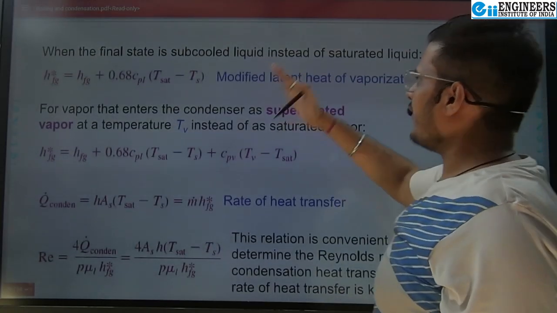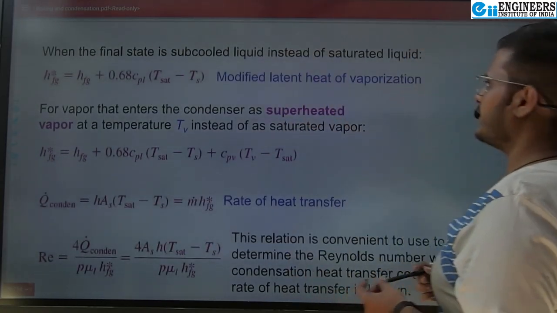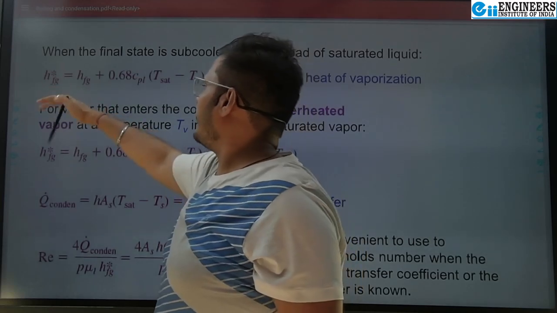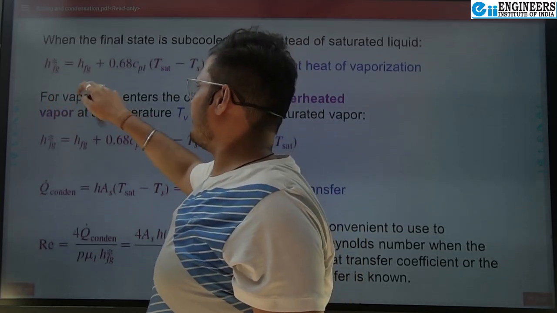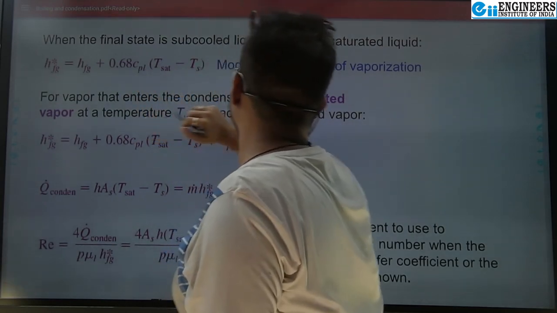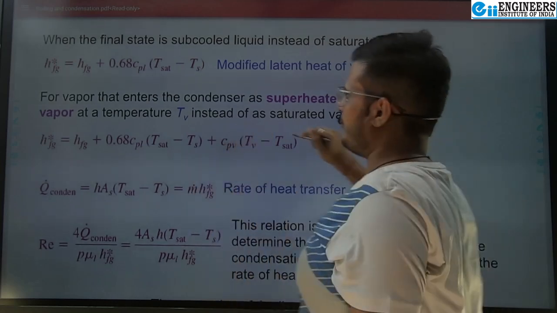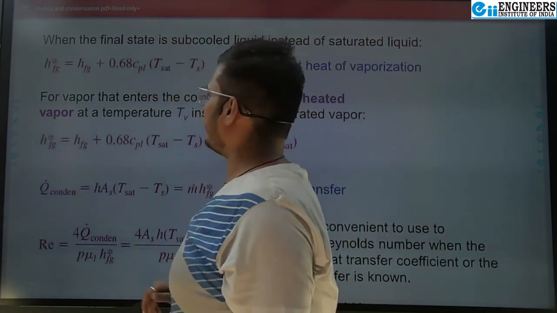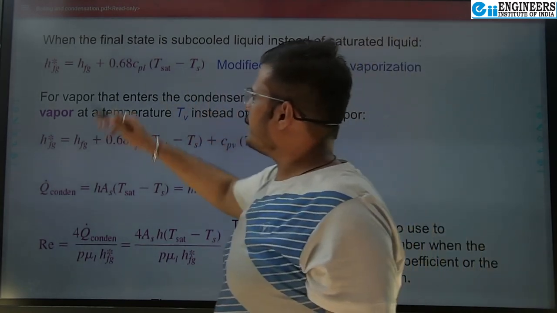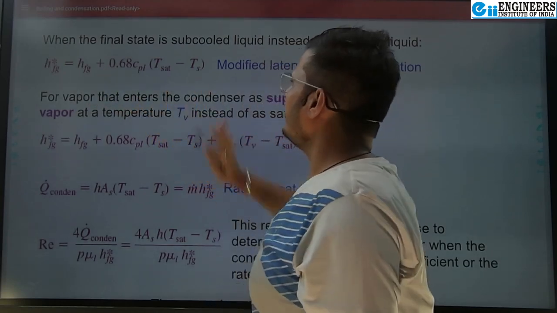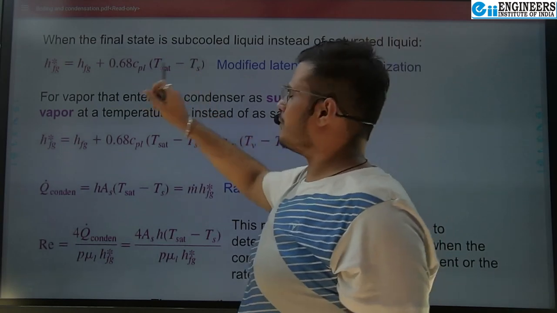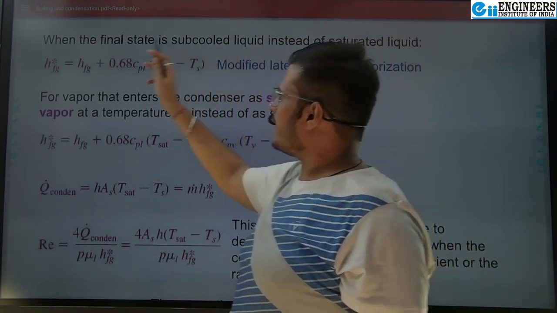So when the final state of subcooled liquid instead of saturated liquid is obtained, then the latent heat of condensation is given by hfg plus 0.68 c_pl (T_sat minus T_s), and this is the modified latent heat of vaporization. This is an empirical correlation that has been obtained by experiments. So instead of directly using hfg, you can use this formula, where T_s is the surface temperature, c_pl is the specific heat of the liquid, and hfg.